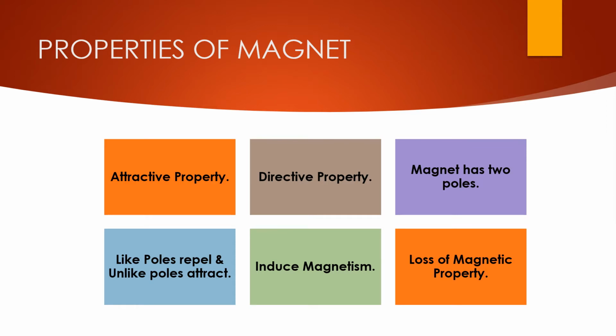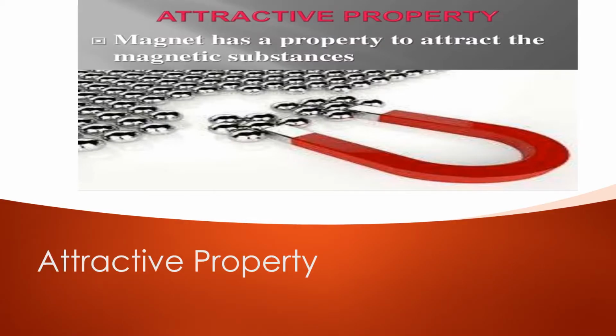So the next topic is properties of magnet. Attractive property, directive property. A magnet has two poles. Like poles repel and unlike poles attract. Induced magnetism and loss of magnetic property. Attractive property: a magnet has the property to attract magnetic substances.